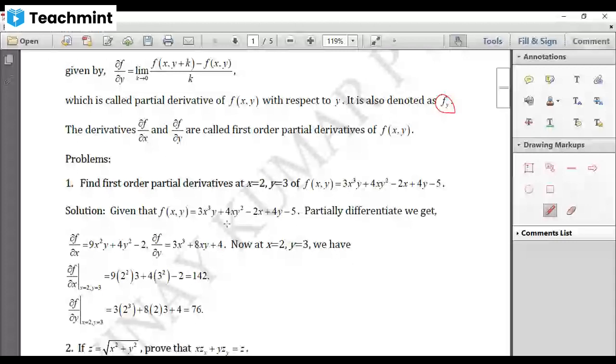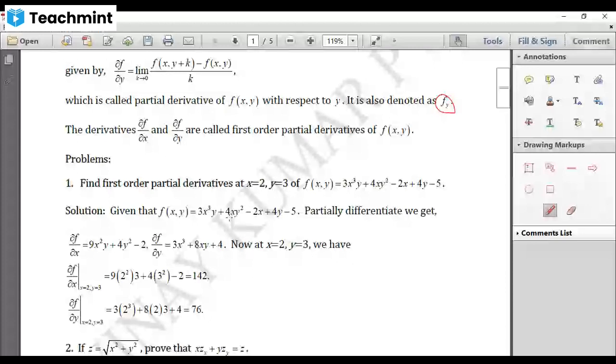So ∂f/∂x is equal to, remember when you are differentiating with respect to x, your y is constant. So 3 and y are constant, they'll remain the same. What is the derivative of x cube? It is 3x square. So 3 into 3, 9x square y.